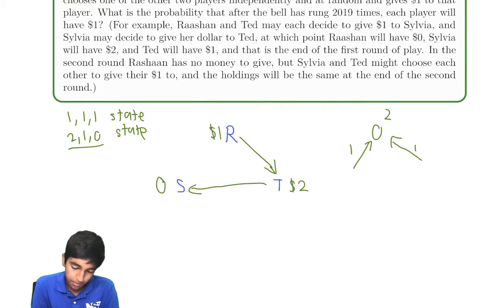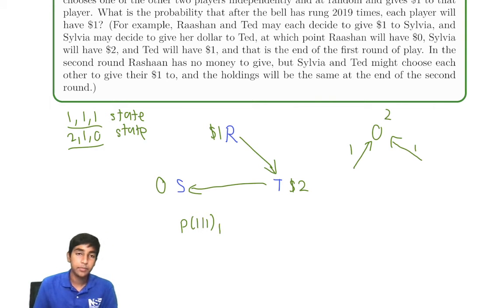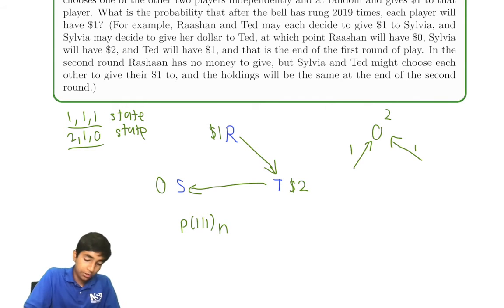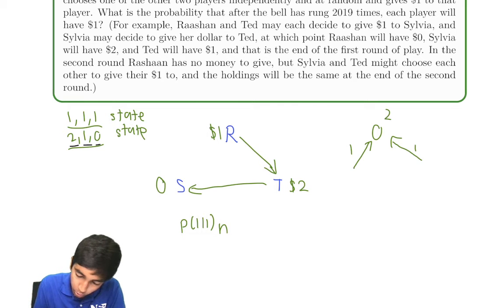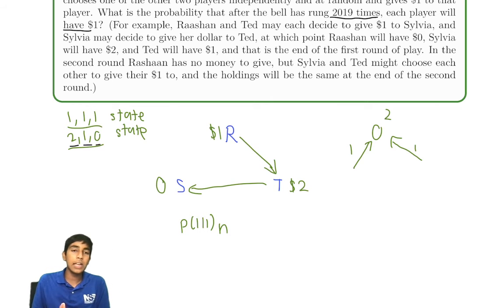Okay, let's write them. So we're going to use a notation like this. P111. This is the state 111 at n. So the probability that they're in the 111 state. Also, I forgot to mention, but these states are all symmetric because it doesn't matter who has $2 or who has $1. We're just asked to find, after the bell is rung 2019 times, what's the probability they'll all have $1. So for the 210 state, it doesn't matter who has it. It's symmetric because they're not really different. There are no different rules applying to anyone.